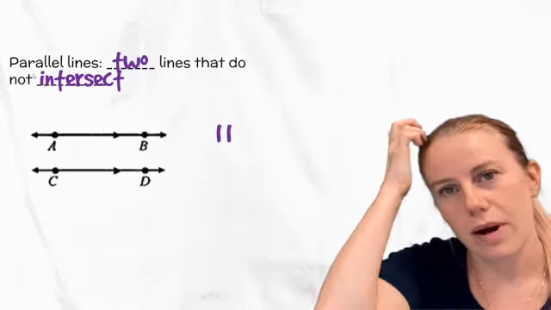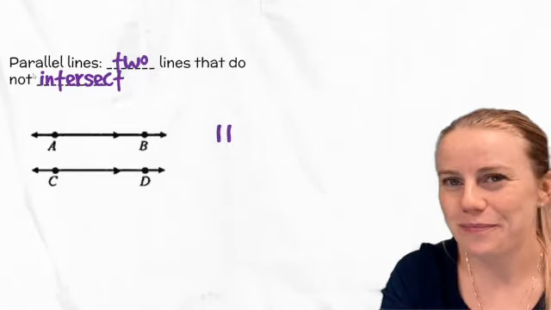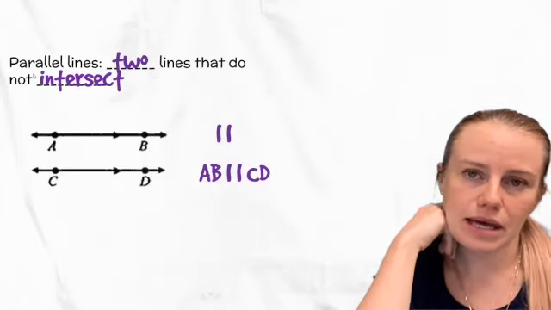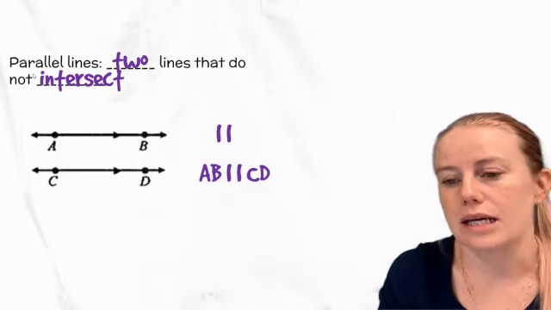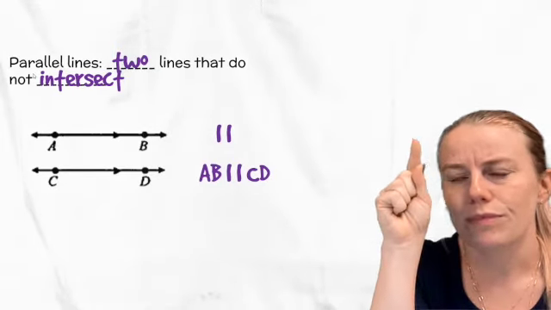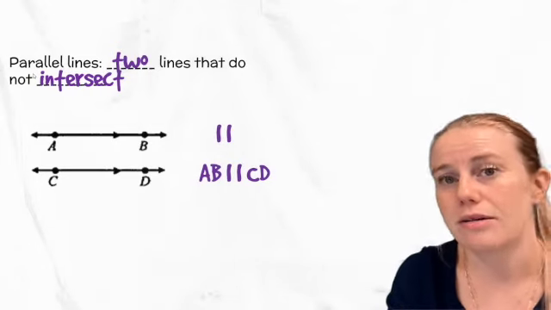So our symbol for parallel lines is two parallel lines. Go figure. And you're going to see it written like this. So line AB is parallel to line CD. Also, you see the little arrows in the middle of those lines? That also means that they're parallel.